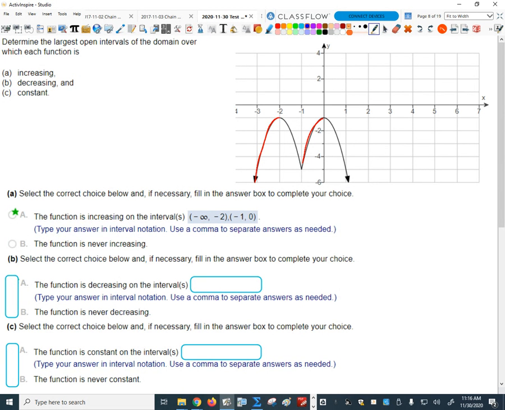Okay, how about Lindsay? -2 to -1. Okay, good. So there's one place, isn't it? Between -2 and -1. And how would I say that using interval notation? Parentheses, -2, comma, -1. Good. And then parentheses. Good.